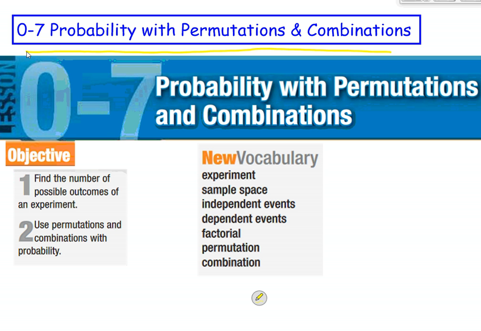So we want to be able to find the number of possible outcomes of an experiment, and we use permutations and combinations with probability. Probably in your previous exposure to this type of section, you've had a lot of hands-on work, maybe writing out all the outcomes and things like that. We want to move ourselves to being able to make a decision whether we want permutations or combinations and go from there.